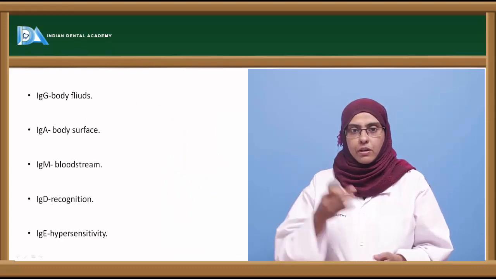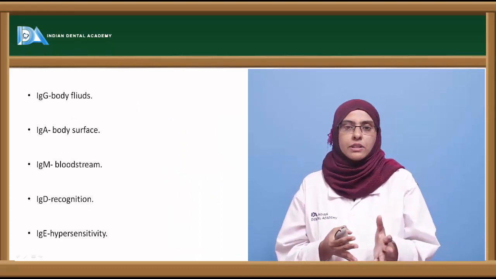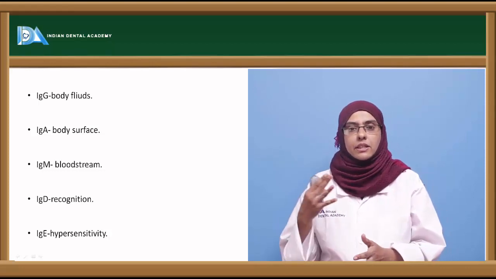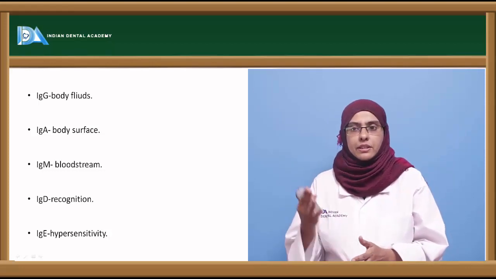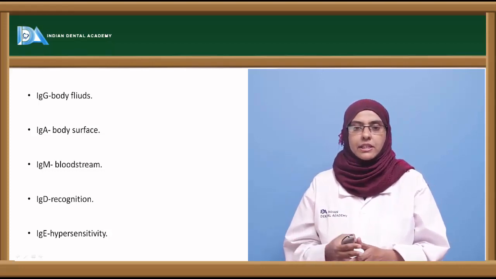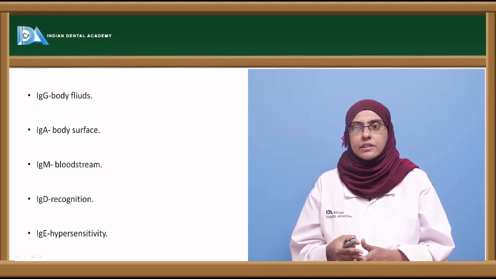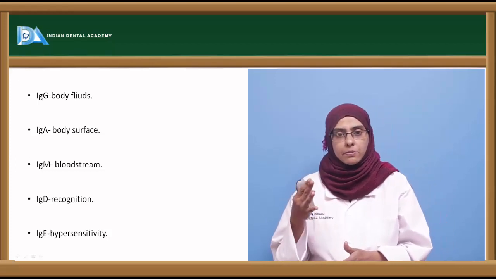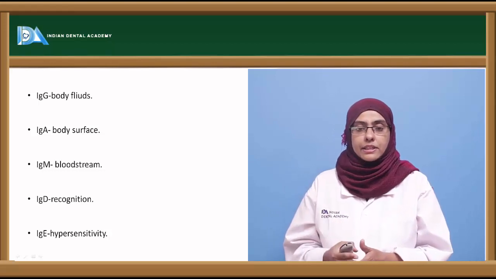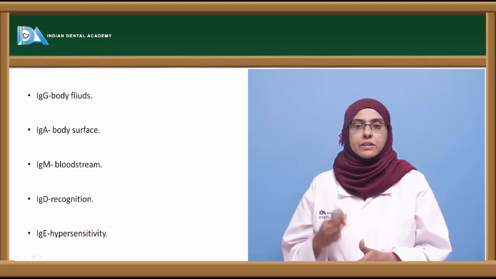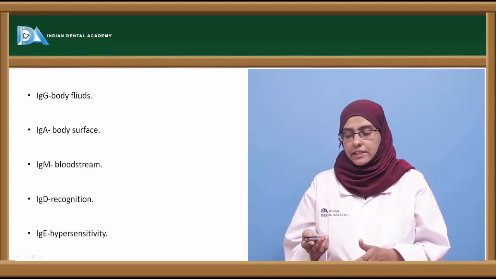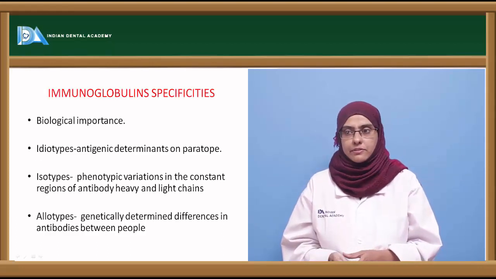So when you summarize all the antibody functions, you can say that IgG protects the person from infection in the body fluids, IgA protects the body surfaces because it is secretory and can be transported to the luminal surface, and IgM protects the person from infection in the bloodstream. IgD helps in recognition, to activate or suppress the B cells to produce or not produce antibodies, and IgE is the one that is involved in hypersensitivity reaction.